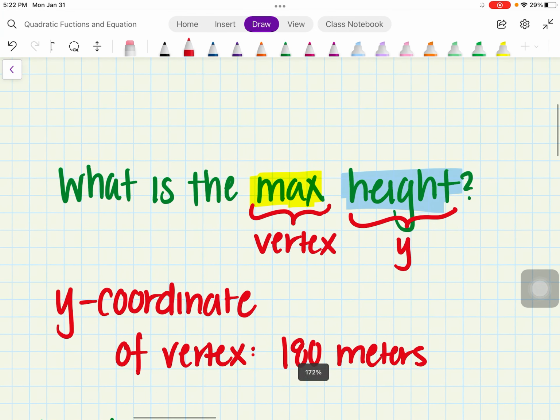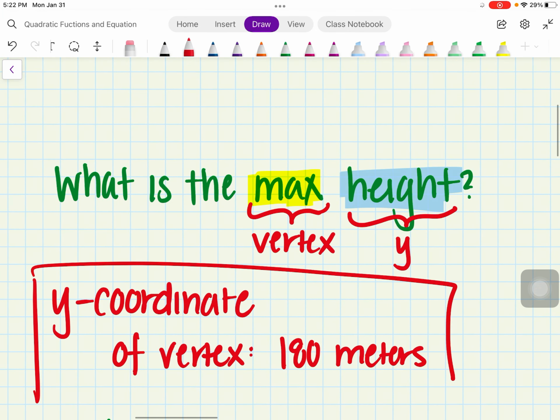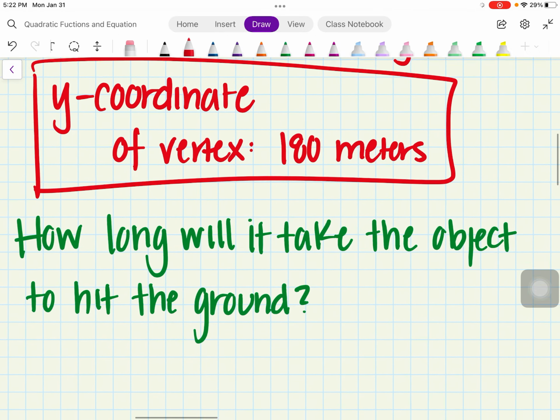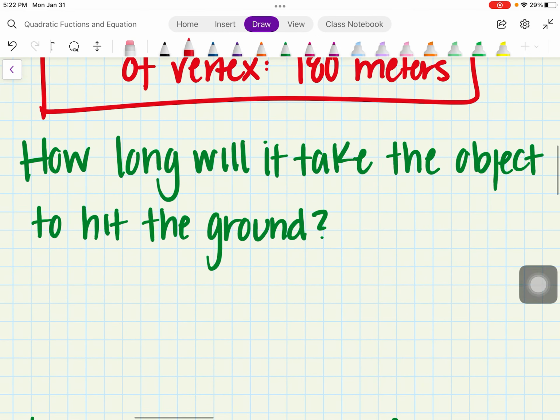So that was the first question, guys. First question there, that is our answer. Let's go ahead and take a look at the next one here. And it says, how long will it take the object to hit the ground? Once again, go ahead and highlight any keywords or phrases they're using here. So how long in this case is one, and hit the ground.